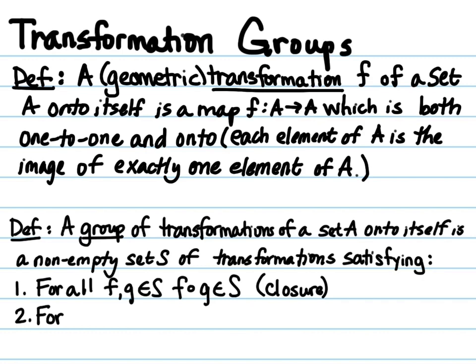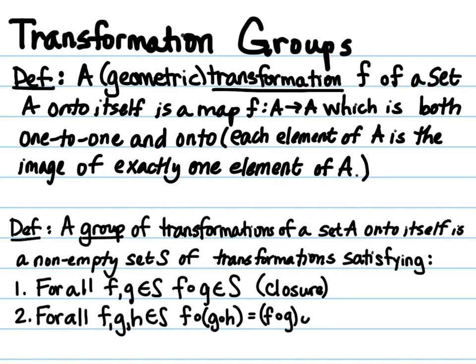All right, the second one is for all transformations f, g, and h in the set, if you do f after you do g and h, that's the same thing as doing f and g first and then doing h. Those are compositions. My composition notation is looking a little bit large. But does anybody remember what property that is? Associative. Very good. So this is the associative property.